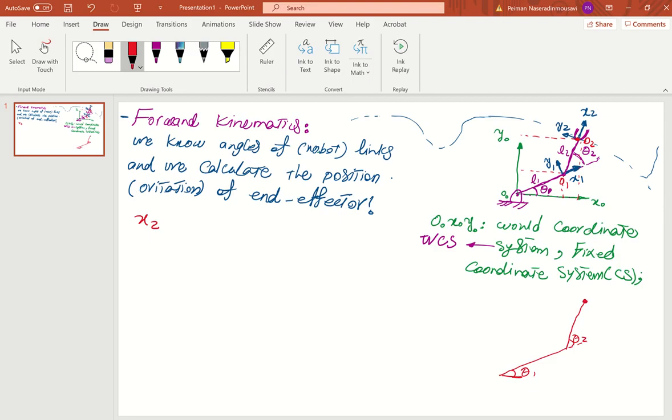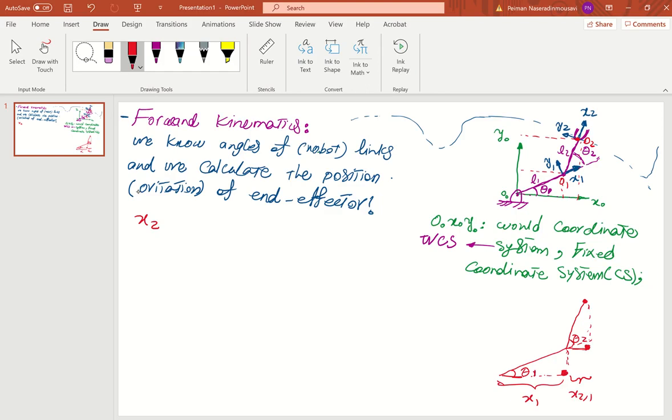So x2 by trigonometry is this length, I'm going to say x1, plus this length, x2 with respect to 1. That's right. This length. Understand? And here is 90 degrees. These are trivial trigonometry, guys. Right? Theta 1, theta 2.